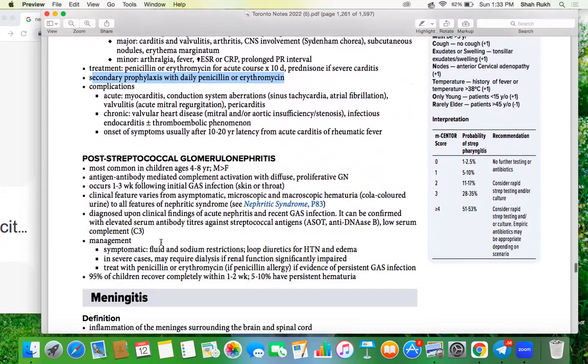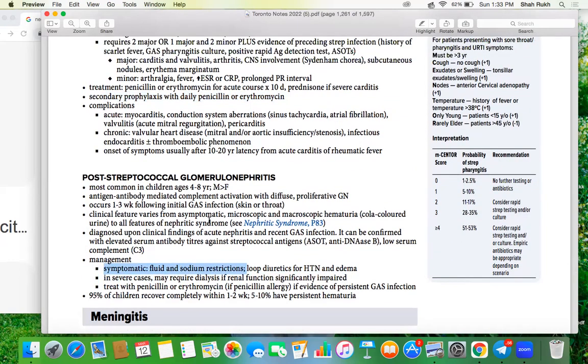Then post-streptococcal glomerulonephritis, most commonly in children aged 4 to 8 years, and male more than female. It is antigen-antibody mediated, with complement, GAS forms. Clinical features: asymptomatic, microscopic and macroscopic hematuria, diagnostic. Management is basically symptomatic. So here the management is different from that one, and you need to know where this presentation is coming from.